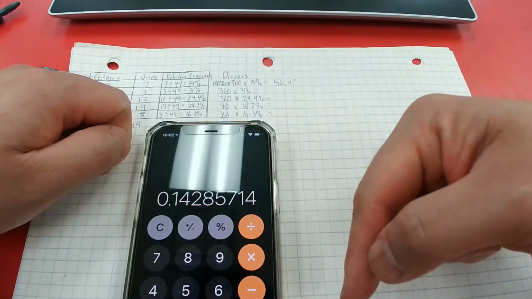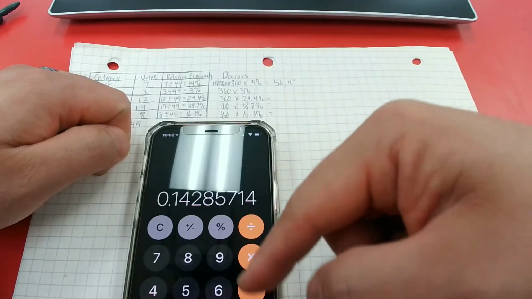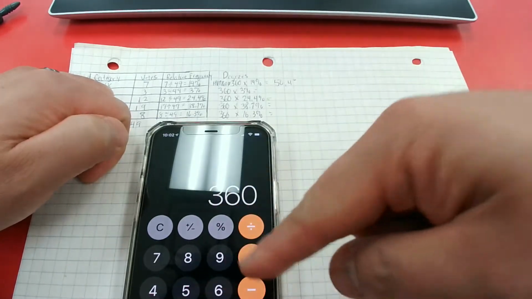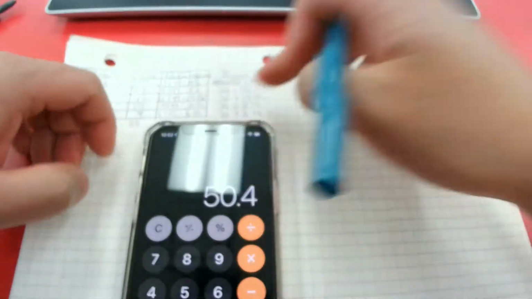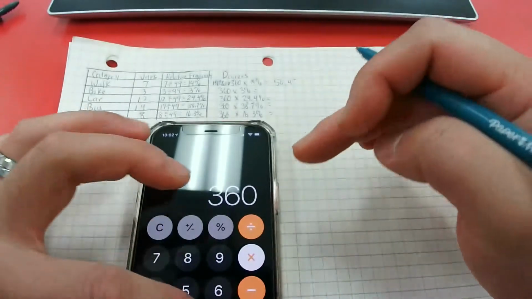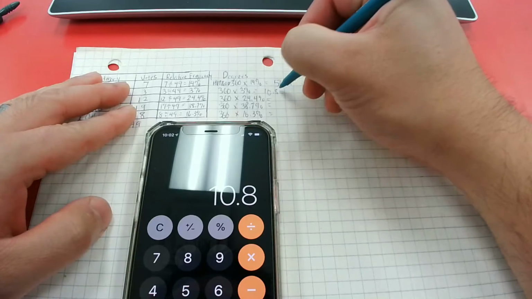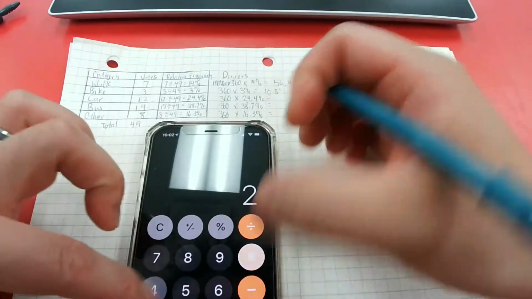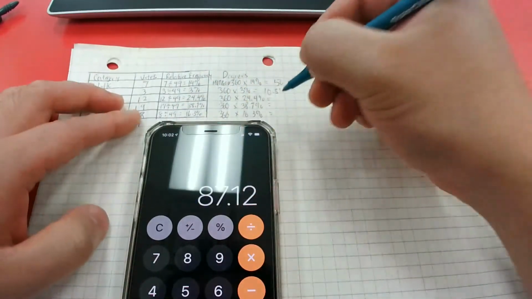It gives you 14%. And to find the degrees, you multiply that by 360, right? So 14% of 360, 360 times 14%, gives you 50.4 degrees, and we keep doing this for the rest. So 360 times 3% gives you 10.8 degrees. Then we have 360 times 24.2%, that's okay, 87 degrees.